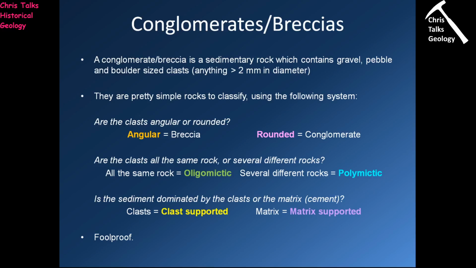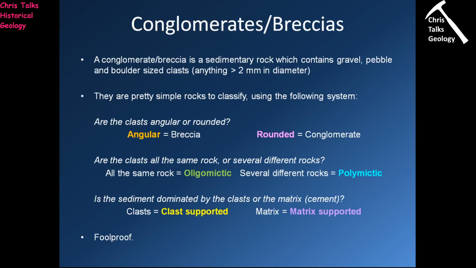So if you remember, we were just beginning to work out how we're going to classify our clastic sedimentary rocks, and we classify clastic sedimentary rocks based on the diameter of the clasts within them. So the first type of clastic sedimentary rock we'll look at are the conglomerates and breccias. Now these are rocks that are dominated by clasts which are in excess of 2 millimeters in diameter. So they're going to be dominated by gravels, cobbles and boulders.